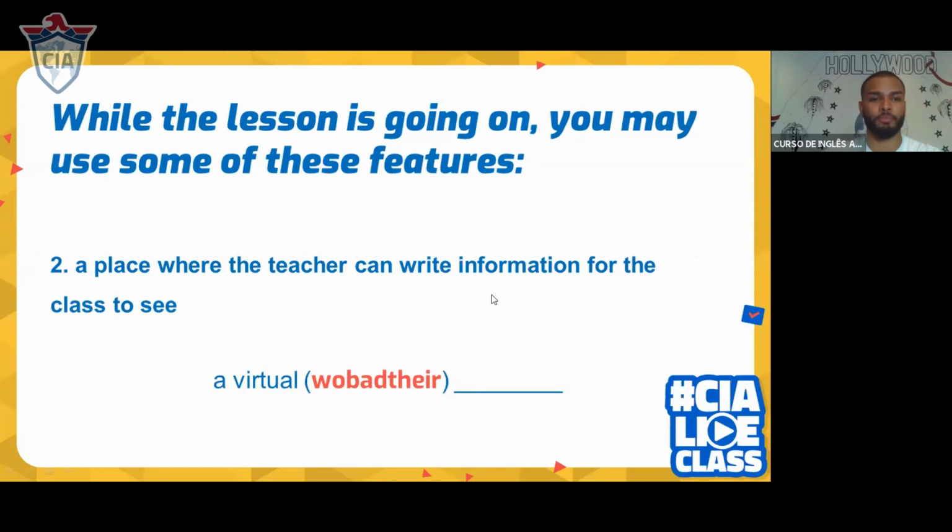The next one. A place where the teacher can write information for the class to see. What do you guys think that is? Unscramble the words here. You see the words in red. Board. Board? Not just board. There are more letters in there. There you go. Whiteboard. Correct.